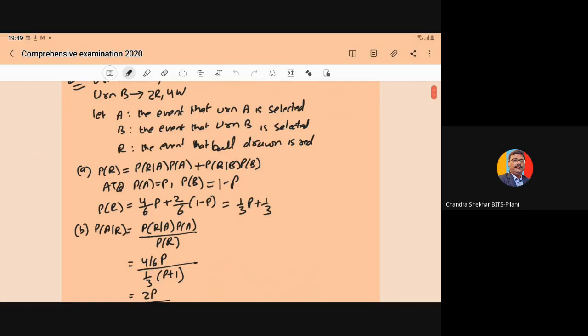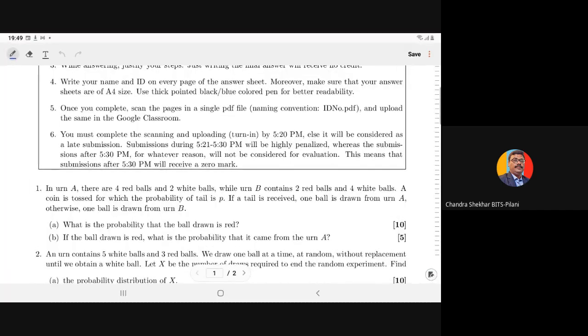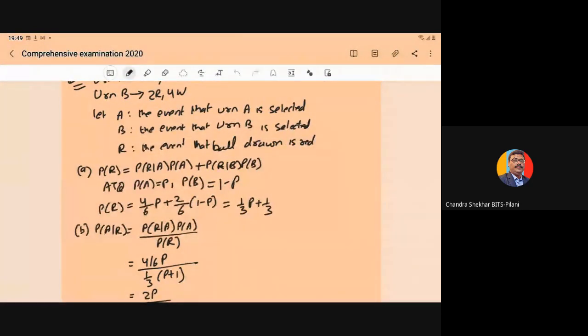So in the first part, it is asked what is the probability that the ball drawn is red. Means you have to compute the probability of drawing the red ball. So the required probability P of R, by the total probability rule, we can write as P of R given A into P of A plus P of R given B into P of B.